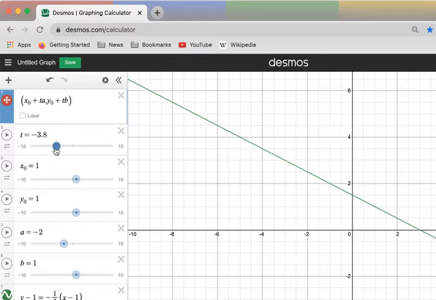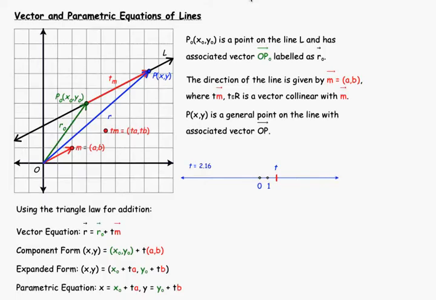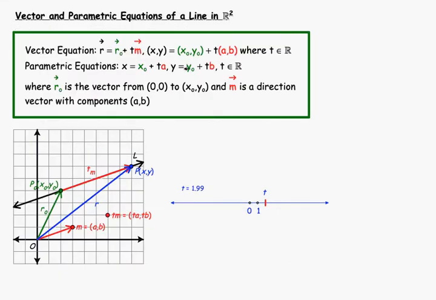But notice when I change parameter t, see how it's tracing out all the points on the line? So this is called a parametric equation. In a parametric equation, you have equations for your x-coordinate and your y-coordinate in terms of a third parameter, and in this case that parameter is t. So that's how we're going to create the equation of the line. All right, back to GSP now. So we're going to jump over here, to vector and parametric equations of lines in R2.